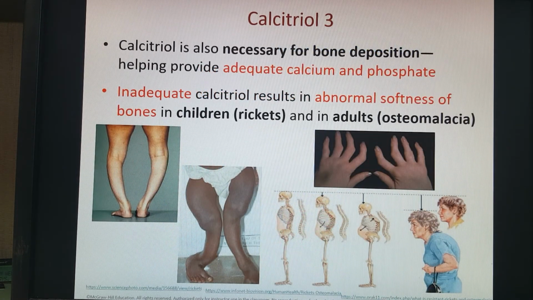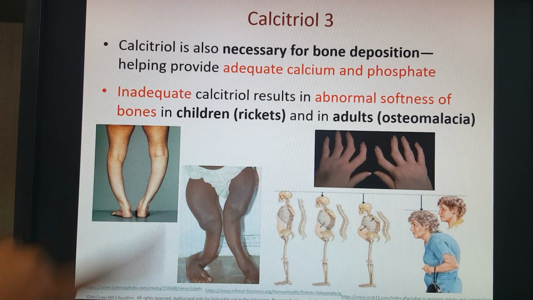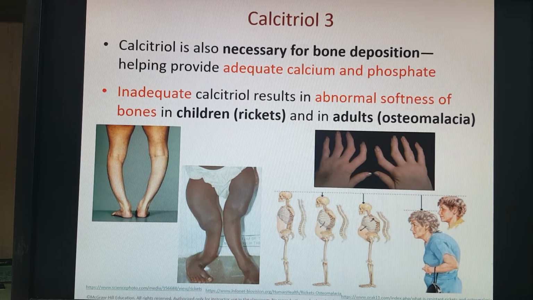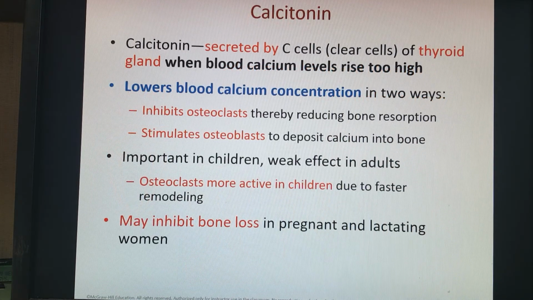Okay, so it's necessary, making sure we have enough calcium so that you can continue to build bone and keep them nice and strong. If not, you have abnormal softness, which causes the bones to bend, and so you have rickets in children, where that's misshapen, or osteomalacia in adults. That's why grandma's all hunched over, because her bones have softened, and so with the extra weight and pressure, they start curving over.